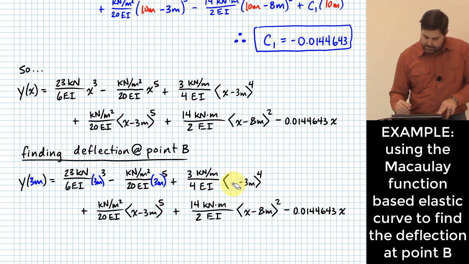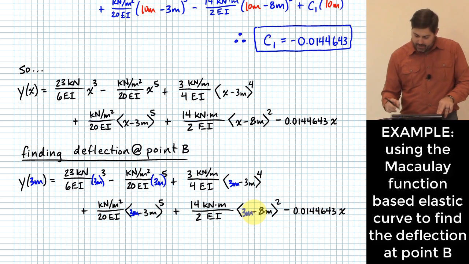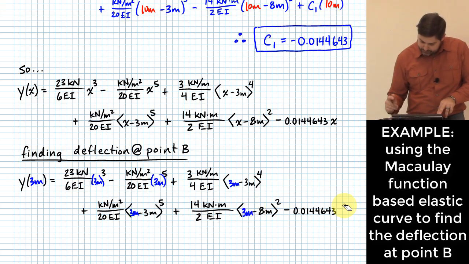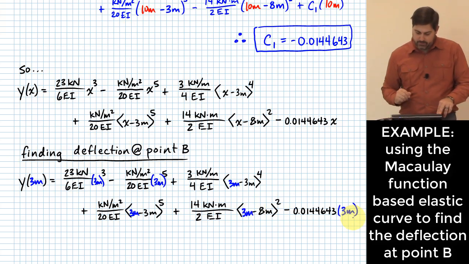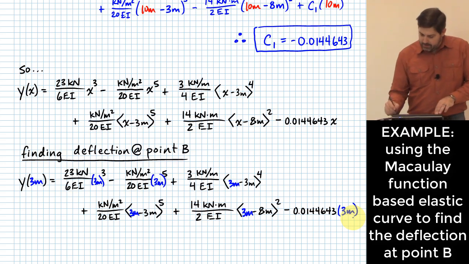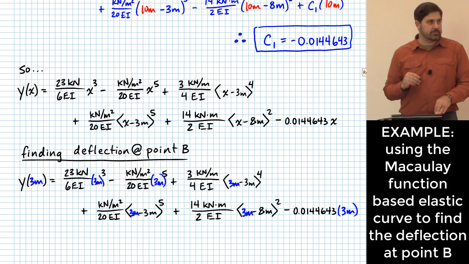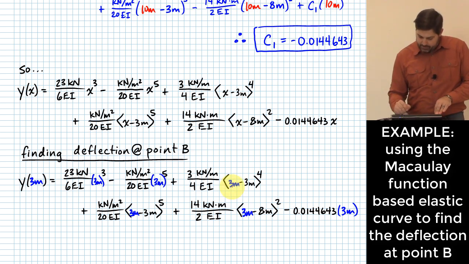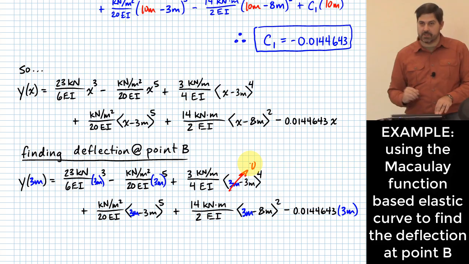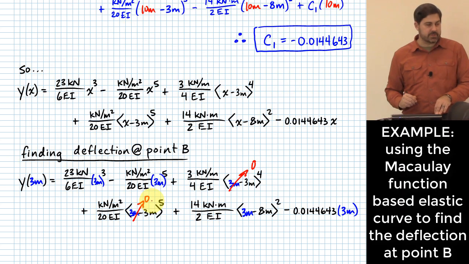Here, 3 meters, that's kind of interesting. Here, 3 meters, and here 3 meters, and here 3 meters. Okay? Now, what happens for a couple of these terms? 3 meters minus 3 meters, that's just 0, so no problem there. 3 meters minus 3 meters, that's also equal to 0.